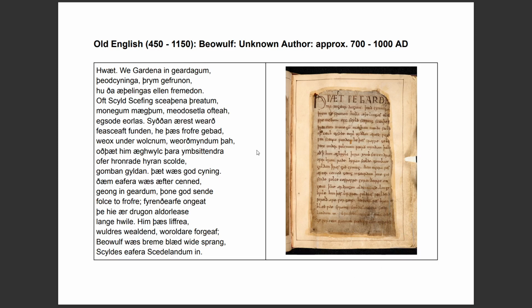So the first example we're going to look at is Beowulf. So that's Old English, 450 to 1150. We don't know the author, and we don't know exactly when it was written, approximately 700 to 1000 AD. There are earlier examples of Old English, for example, Caedmon's Hymn, which is a small poem, and there's a link to that in the description section if you want to read that. But Beowulf is the first long, complete piece of English literature in Old English.